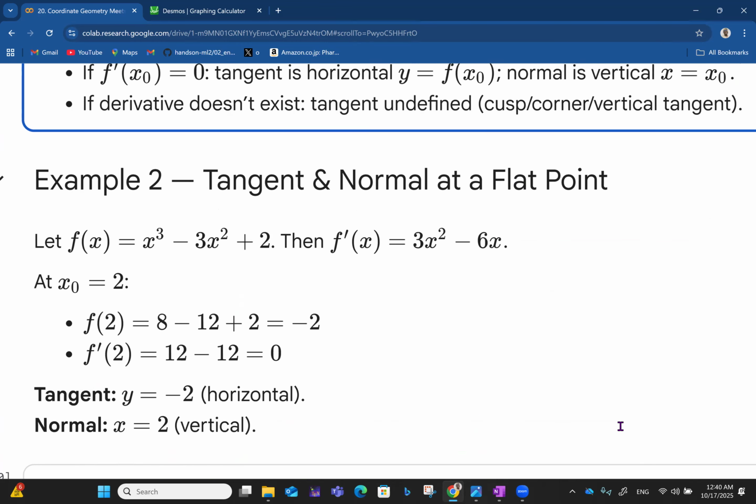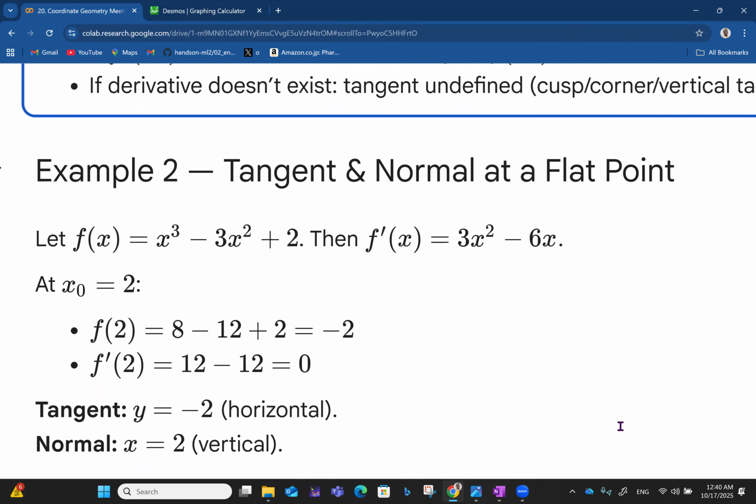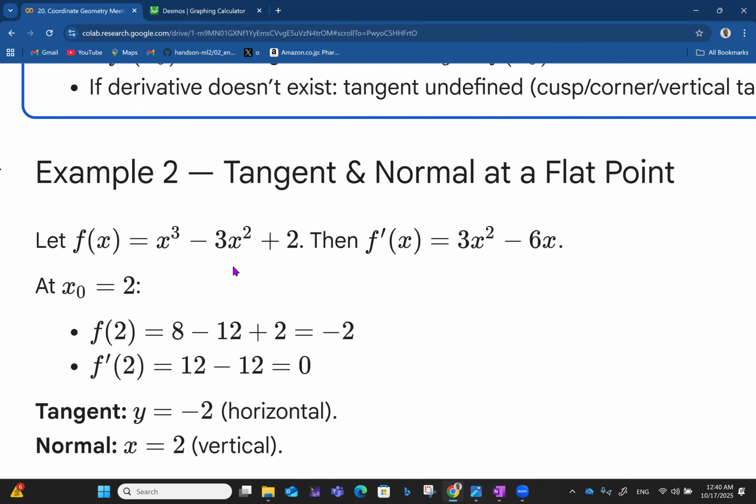Okay, so let's take an example, example 2: tangent and normal at a flat point. Let f of x be x cubed minus 3x squared plus 2. Then f prime of x will be 3x squared minus 6x plus 0, because the 2 is a constant. So we have 3x squared minus 6x.